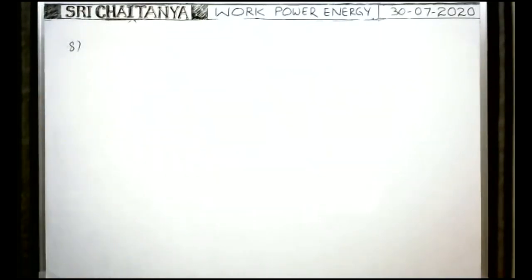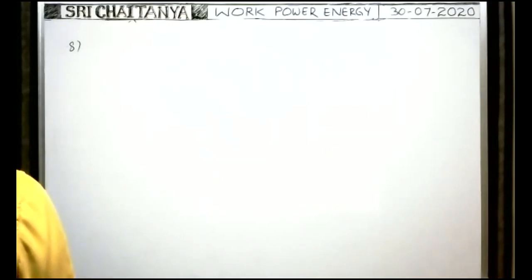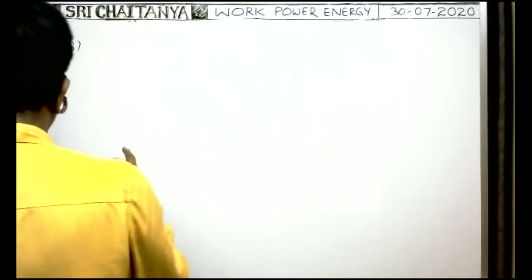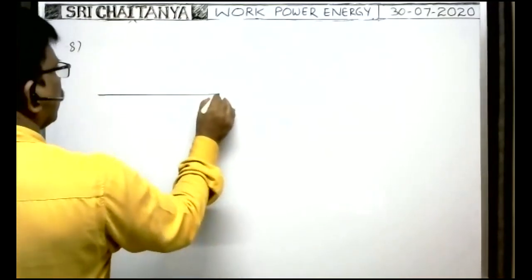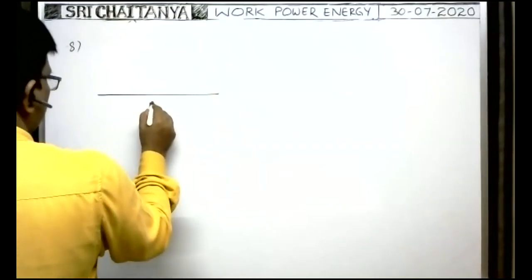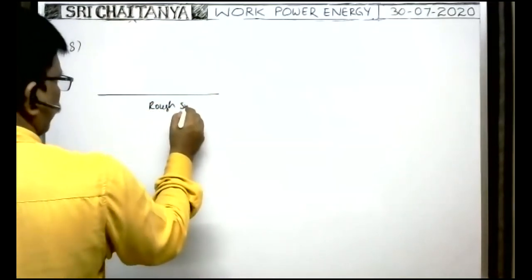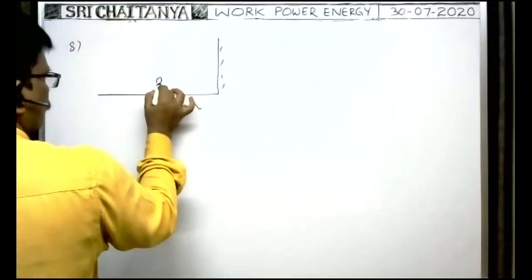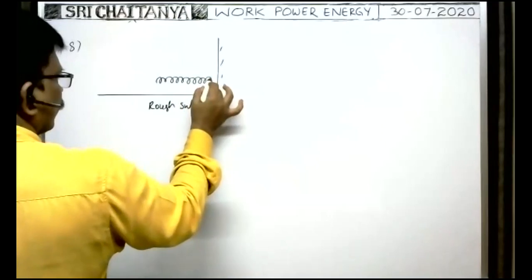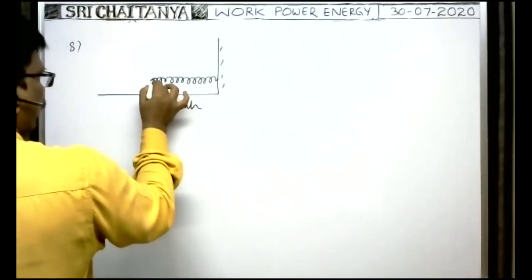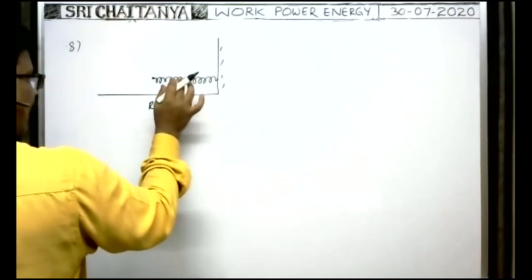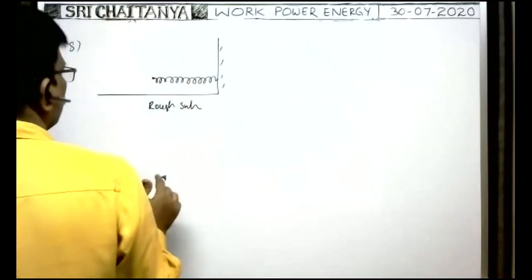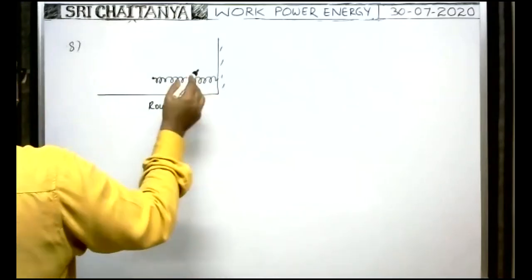So initially, one more problem here. It is a rough horizontal surface. Here there is a vertical wall. One spring is connected to the vertical wall. Initially, the spring is in unstretched condition. It is the unstretched position of the spring. Unstretched position means it is the natural length.